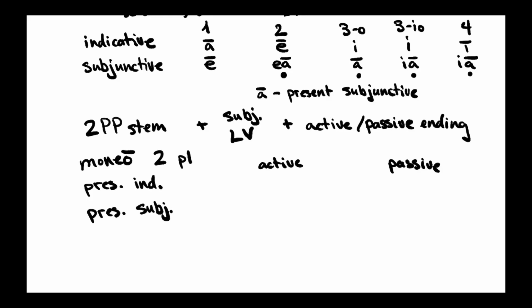We'll take that second principal part stem, and just like in the indicative, you take the same stem and you get your normal linking vowel and your ending, monetis. For the passive, it's going to be monemini. Okay, we've done this. For the subjunctive, then, you take that same stem, and now for your linking vowel, you've got this E, long A, but the same endings.